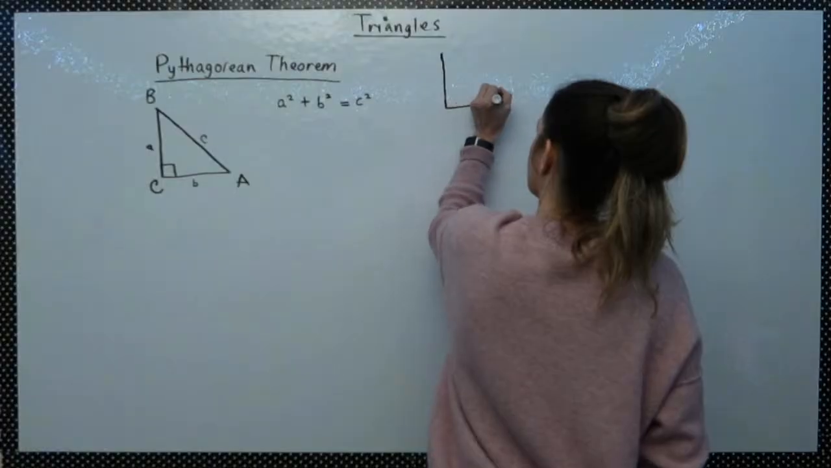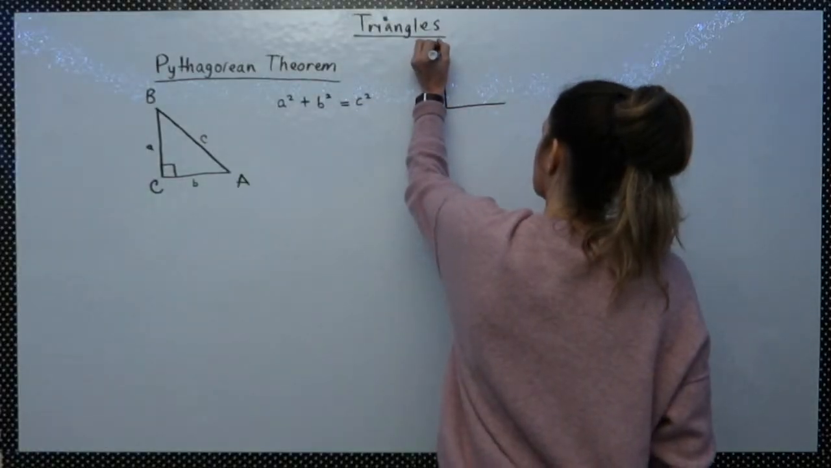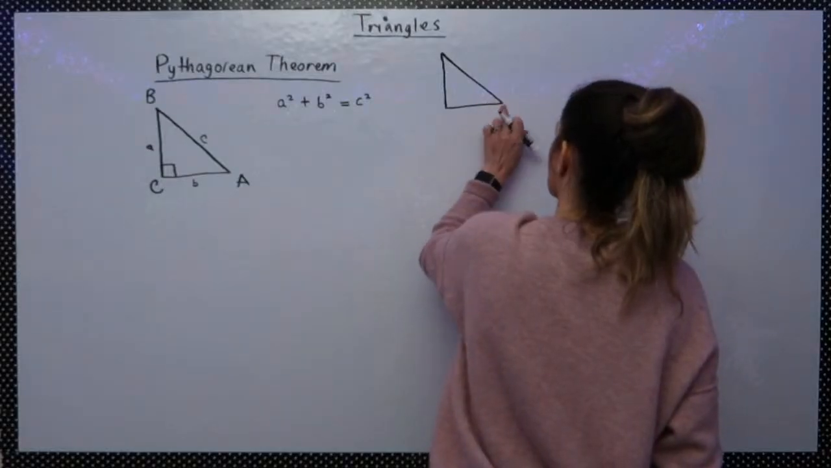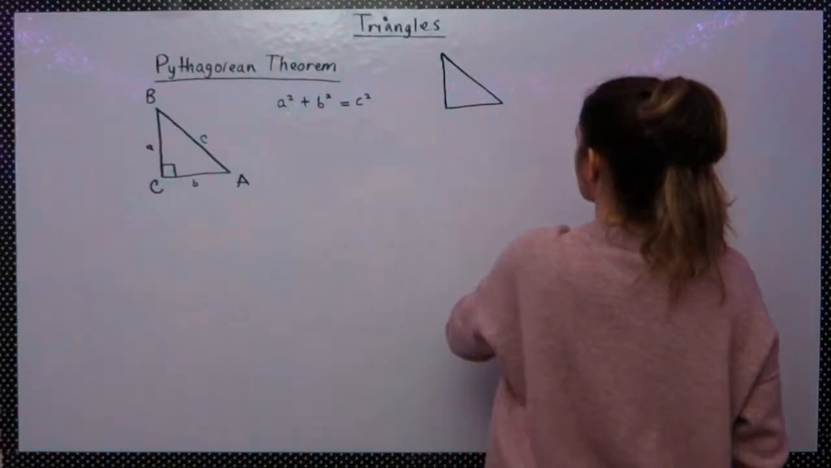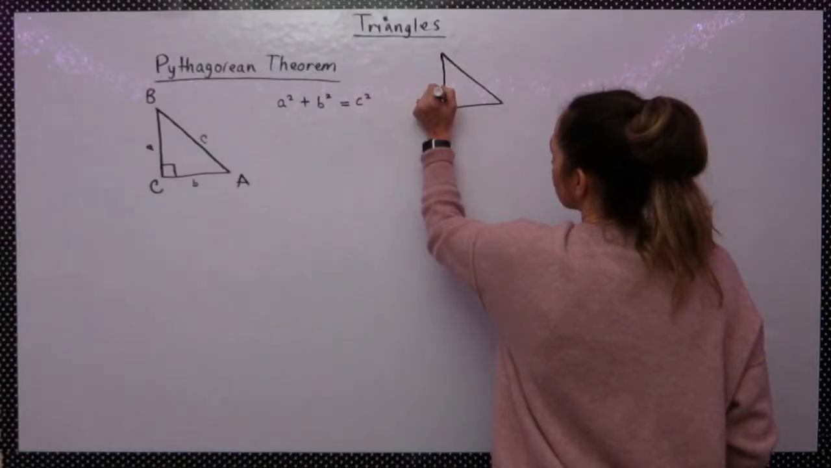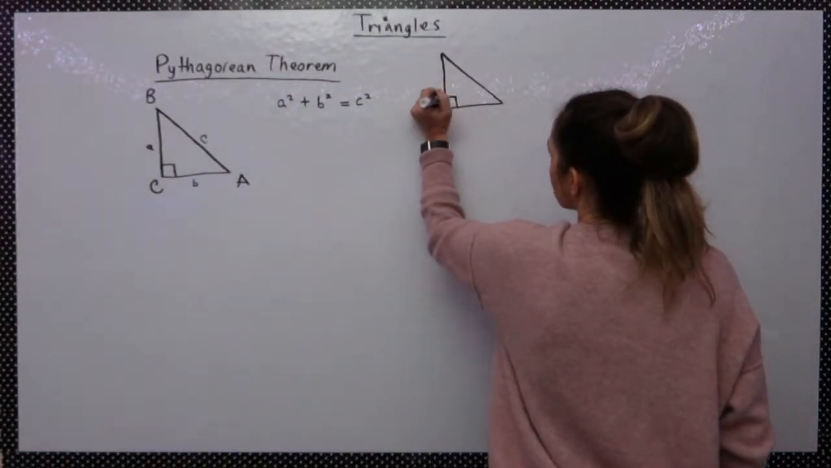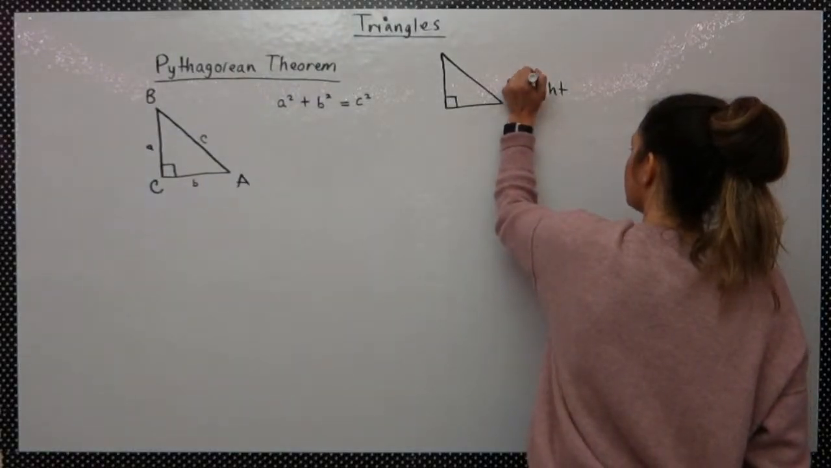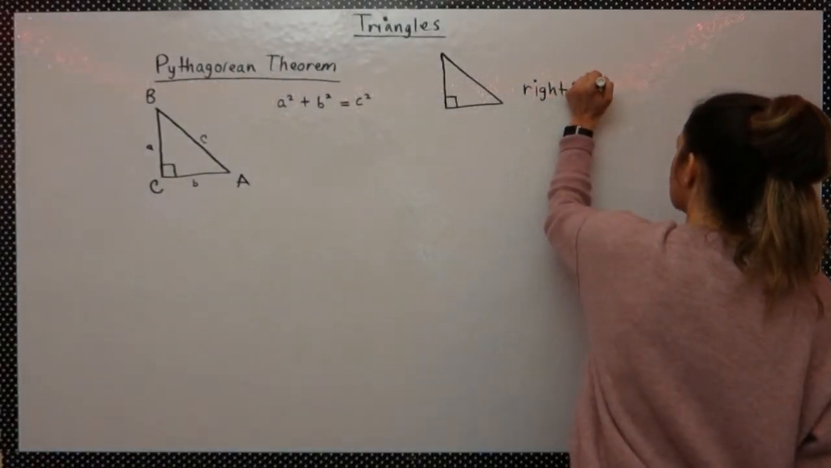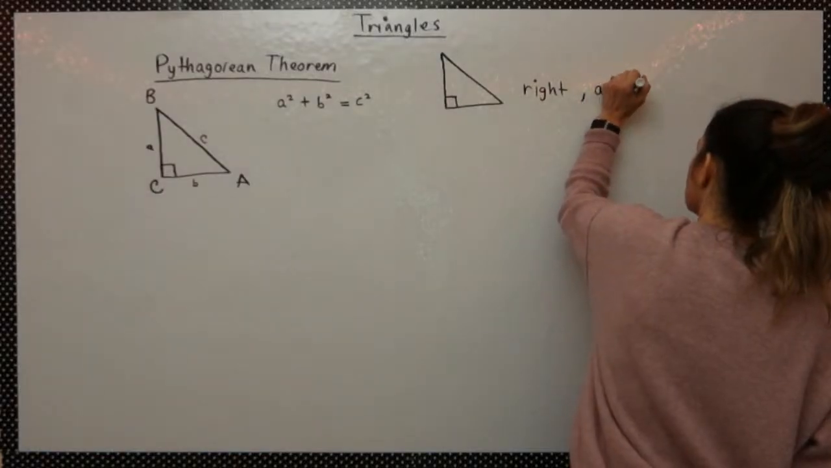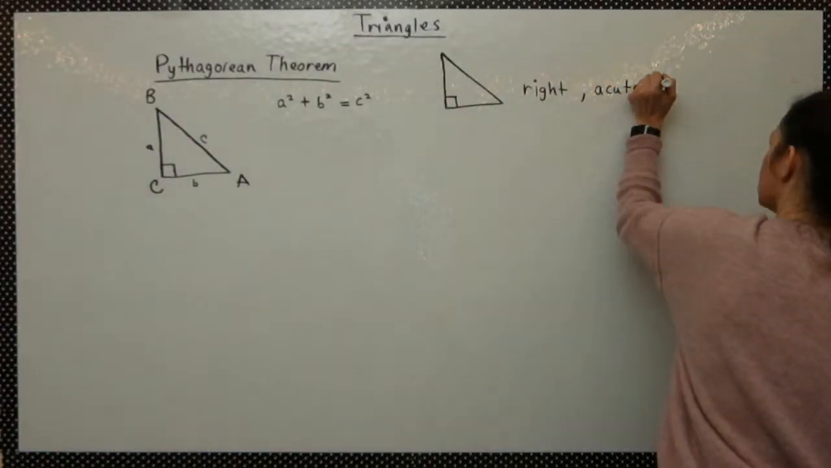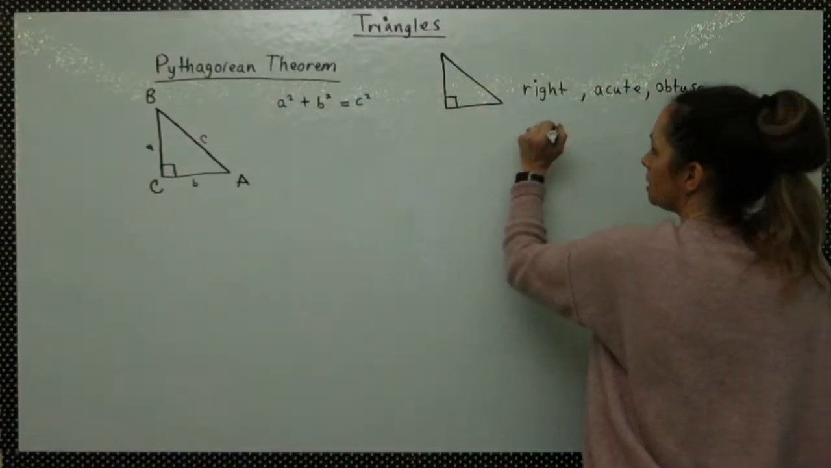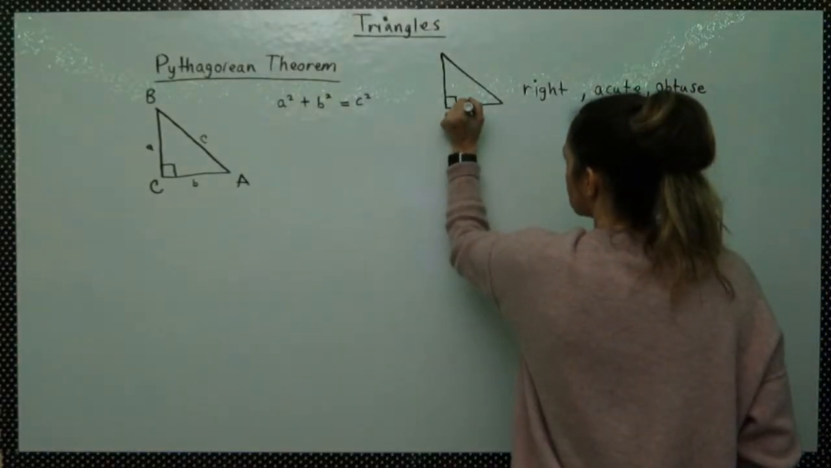So you have basically a scalene. So you have a right angle. It could be an acute or obtuse according to its angle. Then you also have your side lengths.